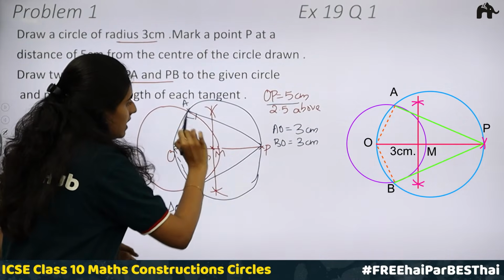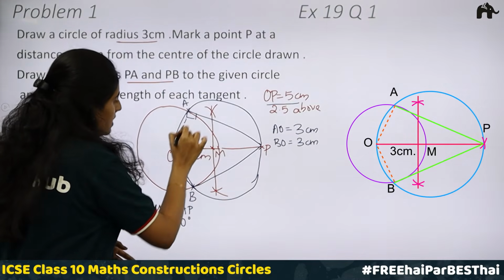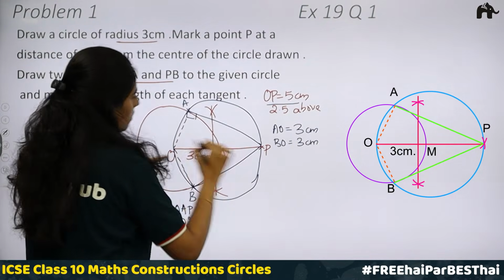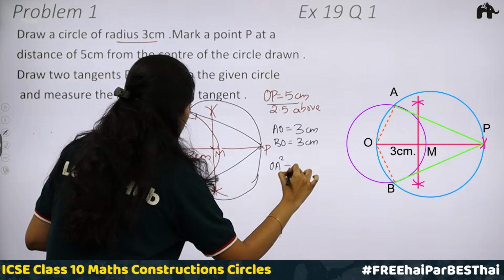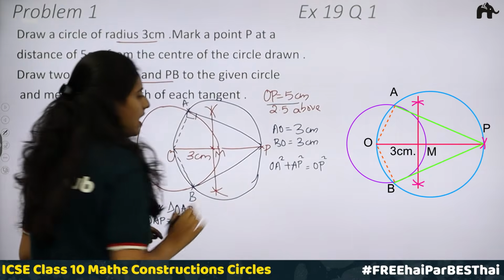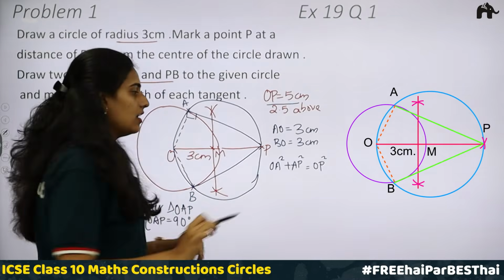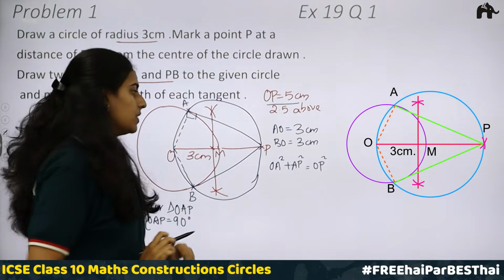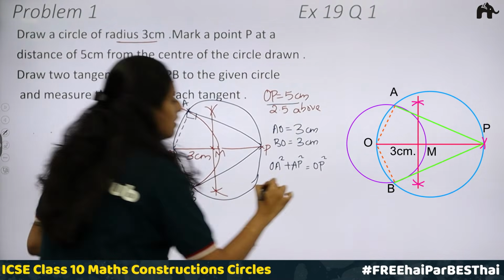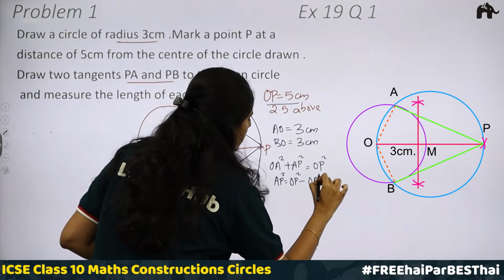We have a side that is opposite to 90 degrees. That side will be the hypotenuse. And this will be the base and this is the height. We have OA square plus AP square is equal to OP square. For a right triangle, we are applying the Pythagoras theorem: base square plus height square, or altitude square, is equal to hypotenuse square. Now put the values. We need to find AP. AP is the length of the tangent. AP square will be equal to OP square minus OA square.